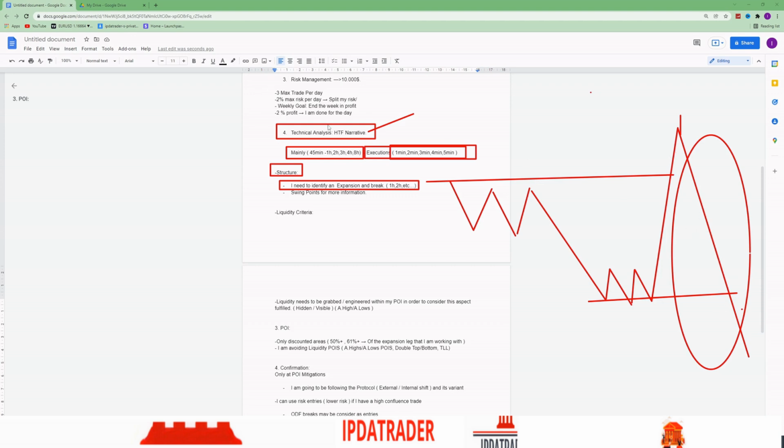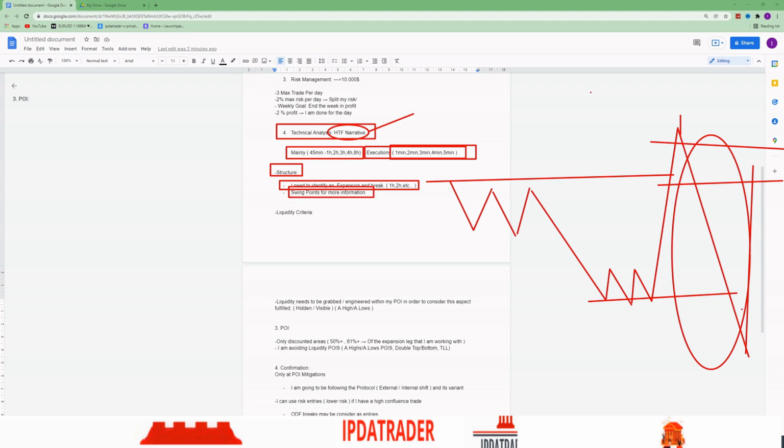And if you check the higher time frame narrative and that lines up, that makes sense for you to expect a retracement back up into a discounted area. For sell, then this is your bias, and this is how you determine your structure, expansion, break, and retracement. Okay, you can always review swing points for more information. That's clear over there.